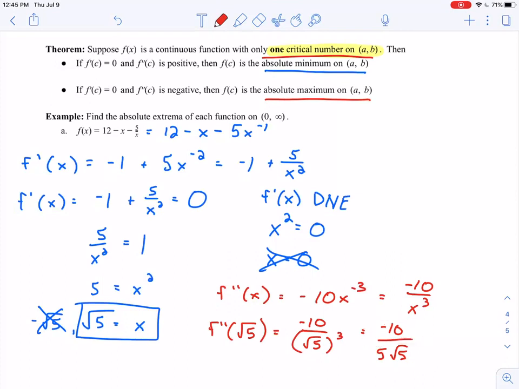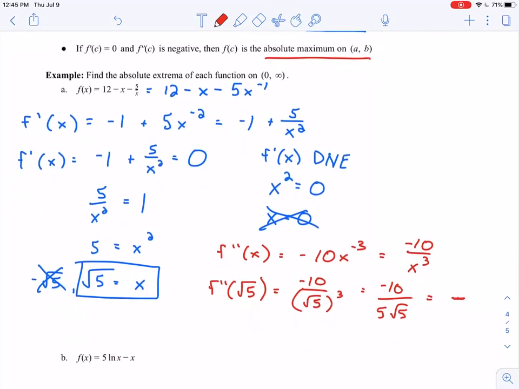I essentially have a negative number divided by a positive number. It's going to give me back a negative number. What does that mean then? That negative number tells me my function is concave downward, because we were talking about the second derivative. So we must have a maximum. So that means at x equals square root of 5, I have an absolute maximum.